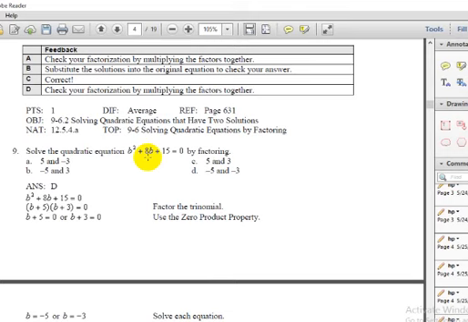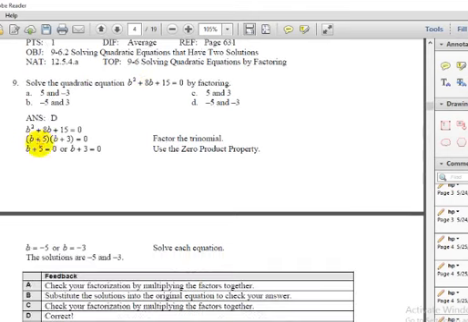Did you try to solve it? Very good. Let's see. Make two brackets. 15 is what? 5 times 3. 5 and 3, if I add them, will give me 8, yes? Very good. Here plus and plus, so the two numbers are positive. I'm going to split my paper and make two equations. B plus 5 equals 0 and B plus 3 equals 0. So B equals negative 5 and B equals negative 3. So my answer is negative 5 and negative 3, which is D. Excellent.